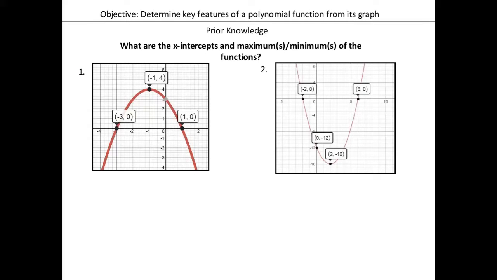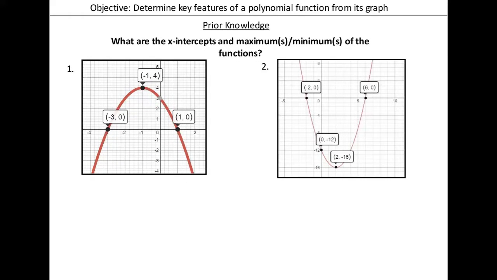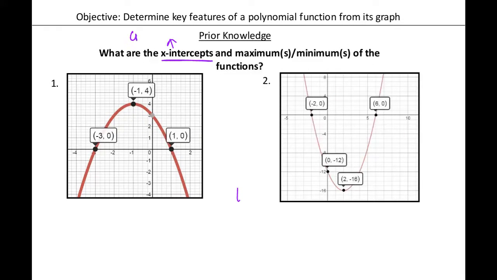All right, so for prior knowledge here, we have what are the x-intercepts and max and mins of the function. X-intercepts, remember, is where you cross the x-axis, and then you write it as a coordinate. It's the x comma y. And then the max and the mins. The maximum, remember, is the highest point, and then the minimum is the lowest point.